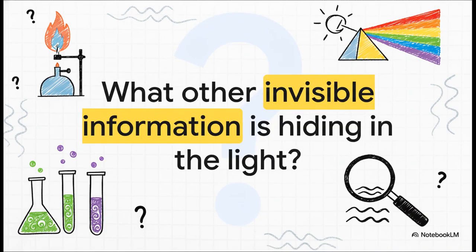The big idea here is that when you know how to break down a question and you understand what examiners are looking for, you can apply these skills to pretty much anything. We've seen that from the simple color of a flame to the complex lines of a spectrum, light is packed with hidden information. It really makes you wonder, what other invisible information is hiding in the light all around us?